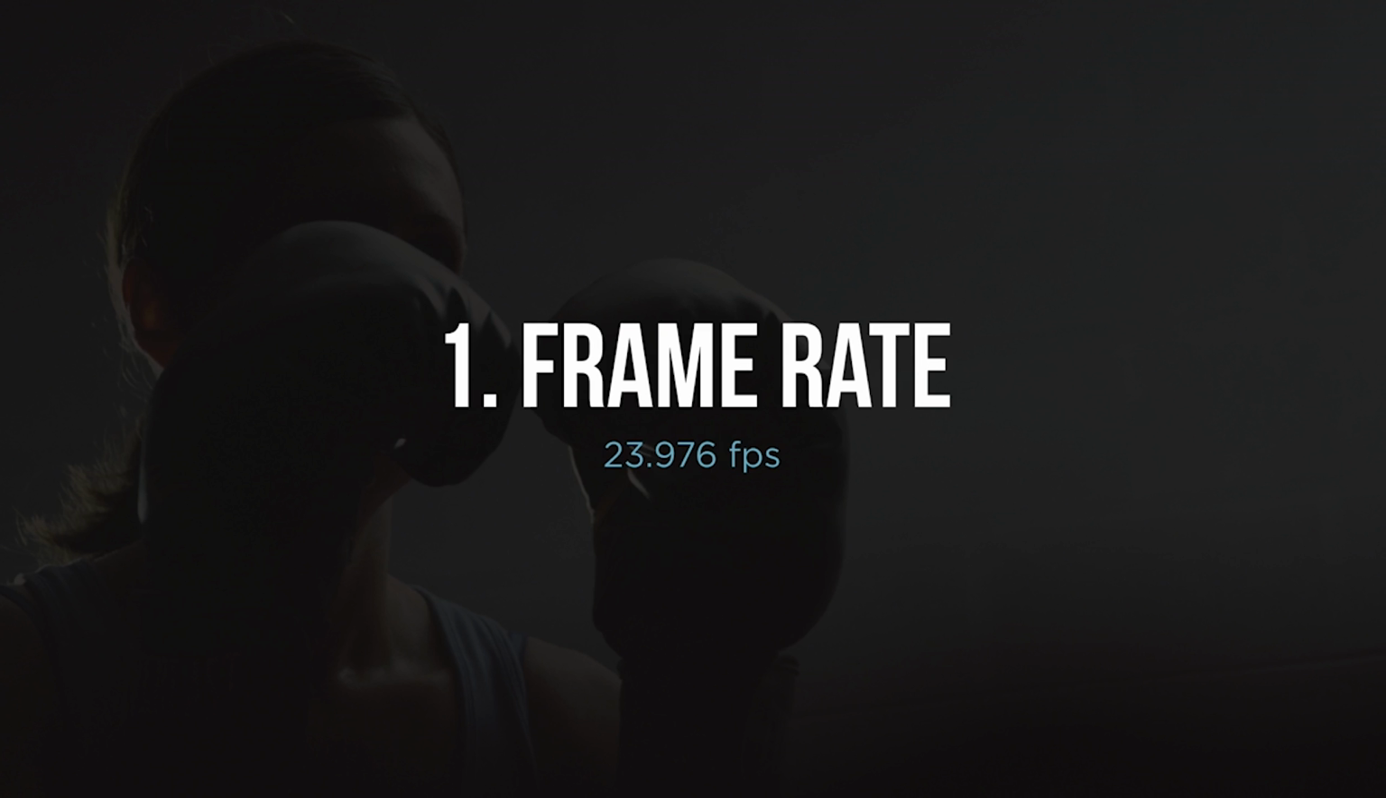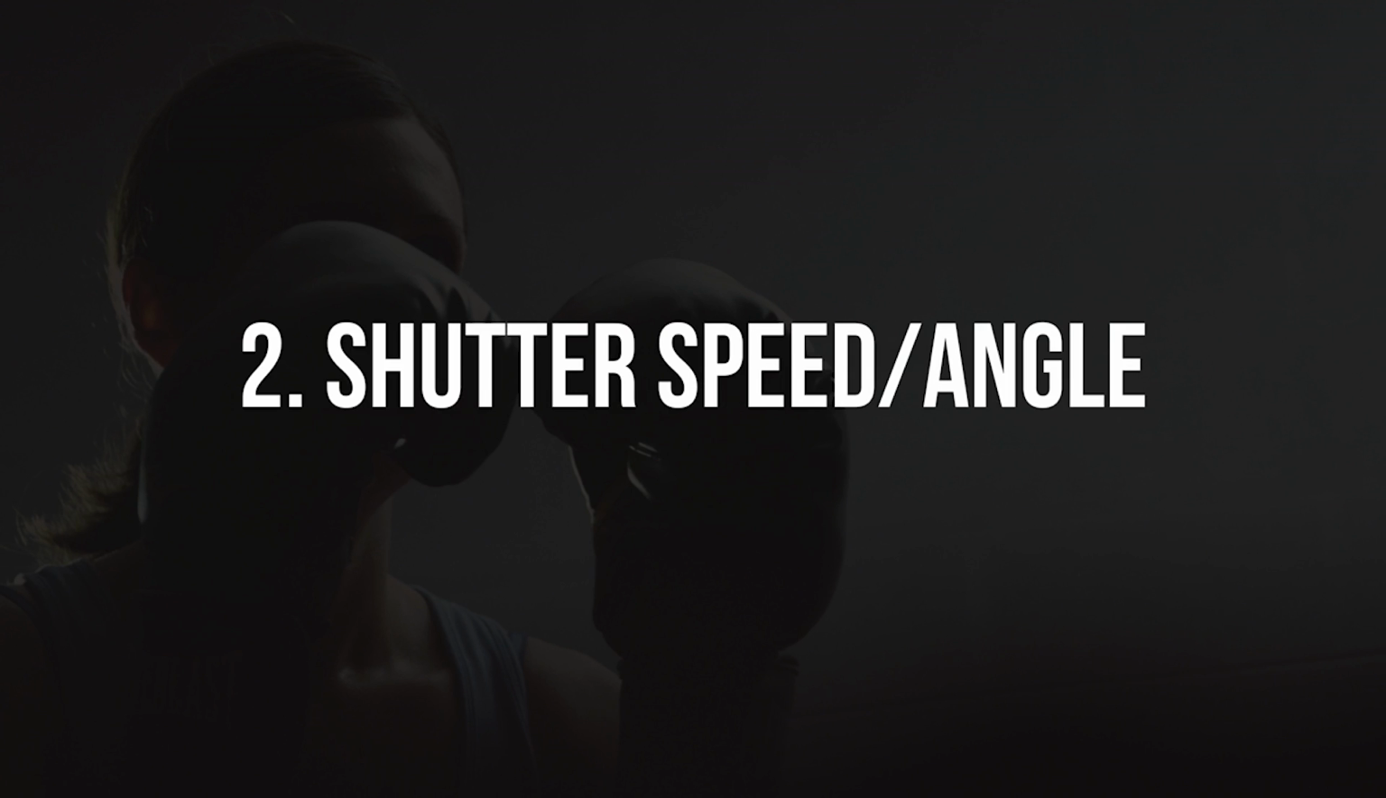Okay, that's number 1. Number 2 is your shutter speed or shutter angle. In filmmaking, what this does is it affects the amount of motion blur that you get in your image. So to get normal cinematic looking footage, your shutter speed actually needs to be double your frame rate. So if you're shooting at 24 frames per second, that means your shutter is going to be set at 1/48th of a second.